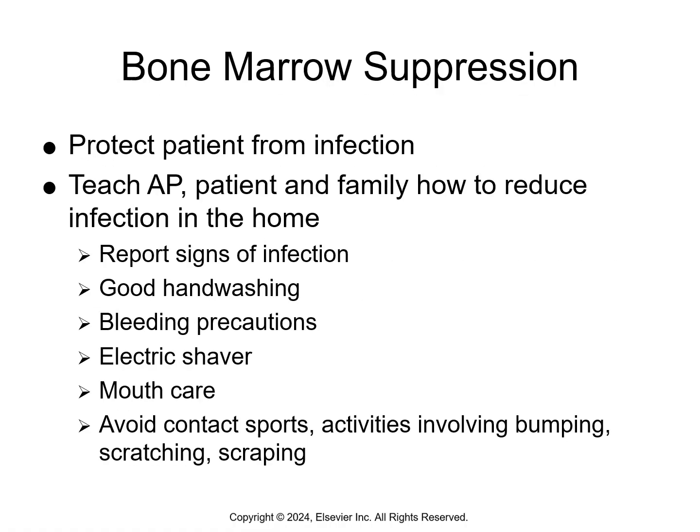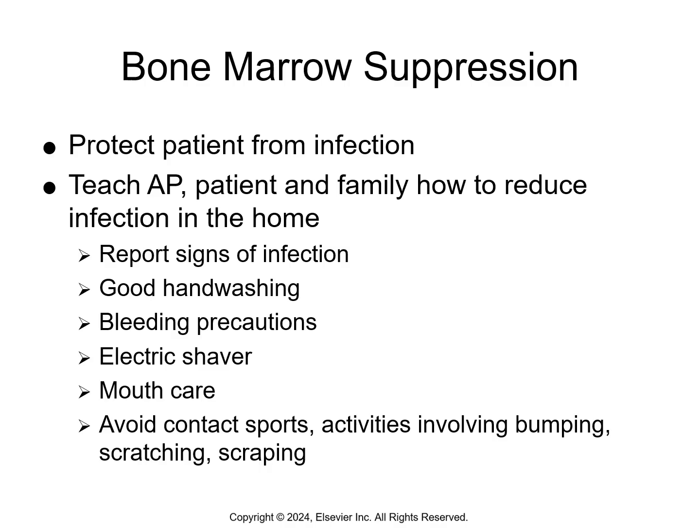Bone marrow suppression is very critical. Why? Because bone marrow makes white blood cells, which is infection prevention. The bone marrow makes red blood cells, which is oxygen delivery, and the bone marrow makes platelets for clotting. So when the marrow is suppressed, it can cause neutropenia, which is an infection risk, anemia, which is going to cause fatigue and oxygen issues, and then thrombocytopenia is a bleeding risk.